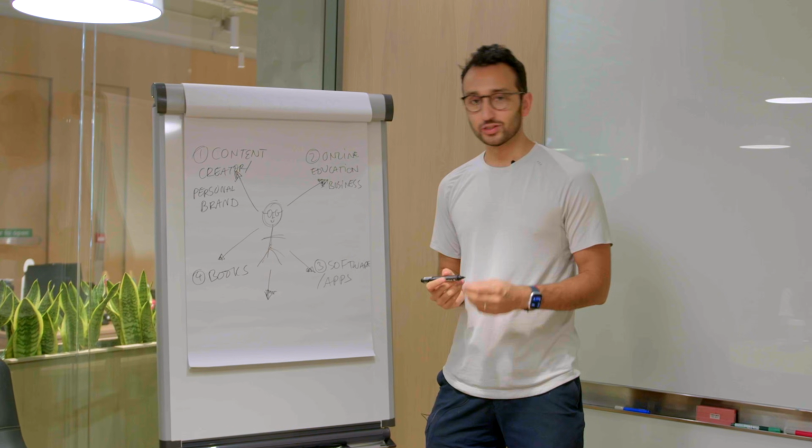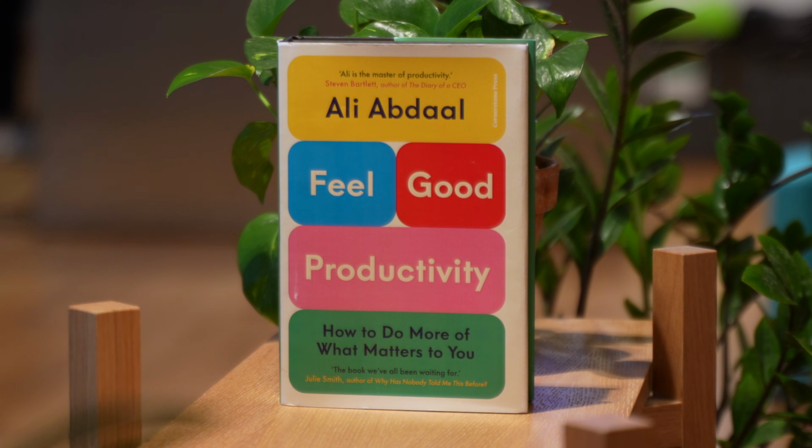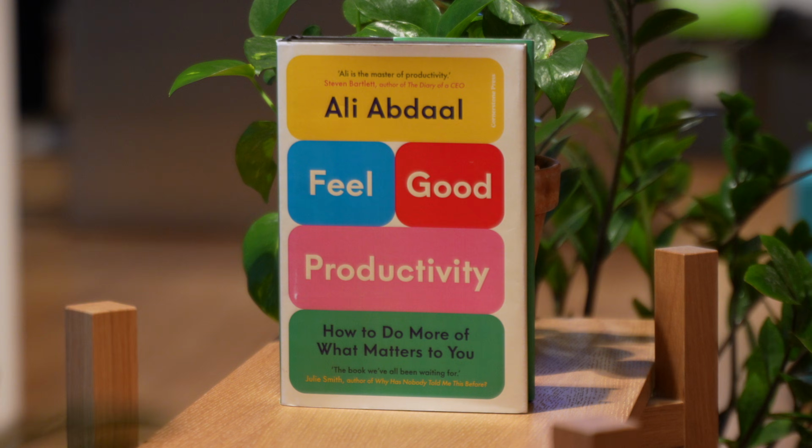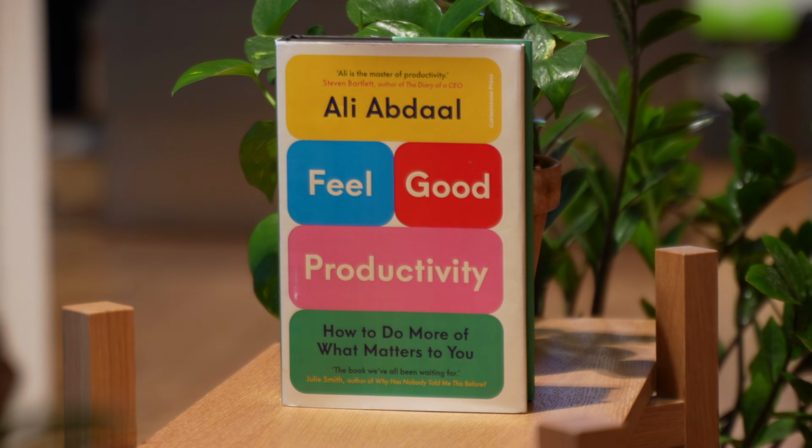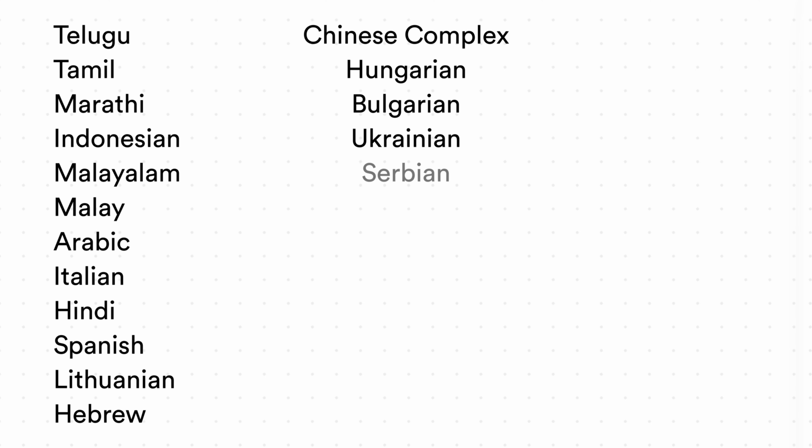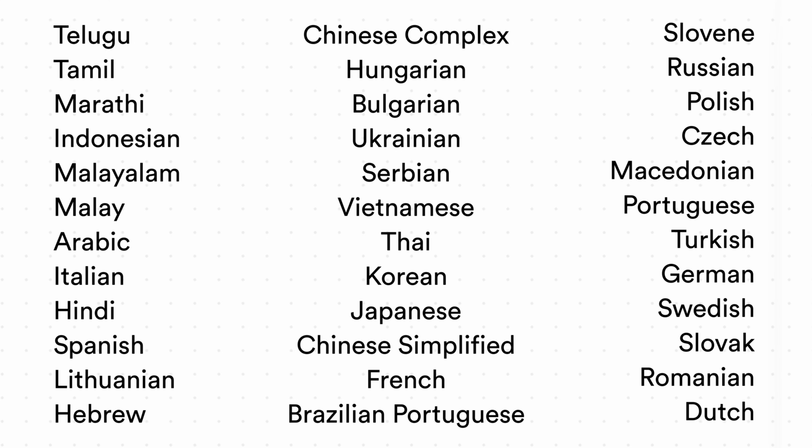And then the 4th thing is books. So far I have written 1 book, Feel Good Productivity, which became a New York Times and Sunday Times bestseller. I sold a few 100,000 copies and it's been translated into 35+ languages. So if you haven't checked out my book, Feel Good Productivity, you might like to check it out.